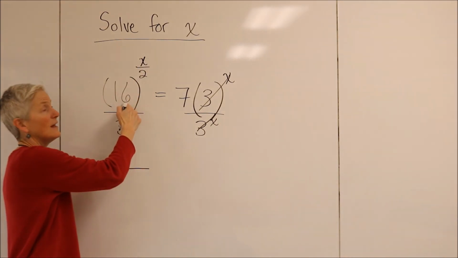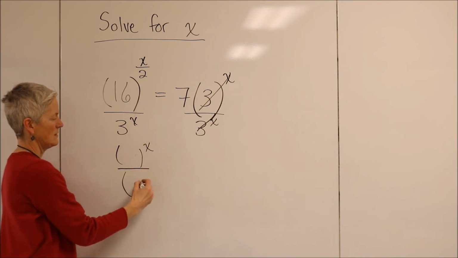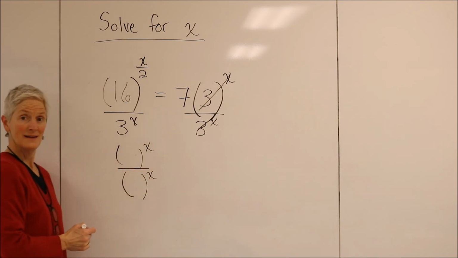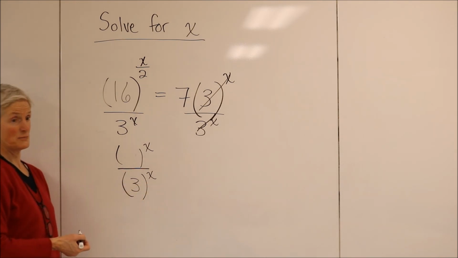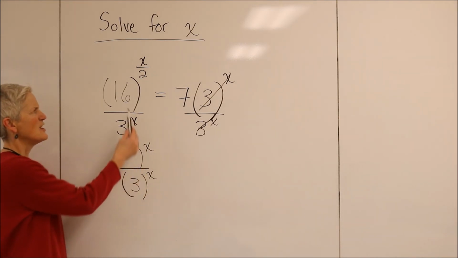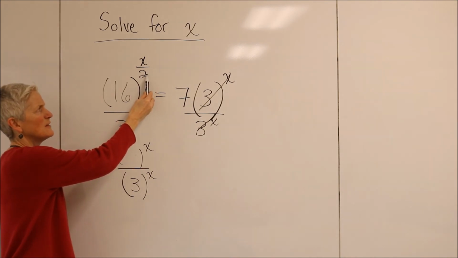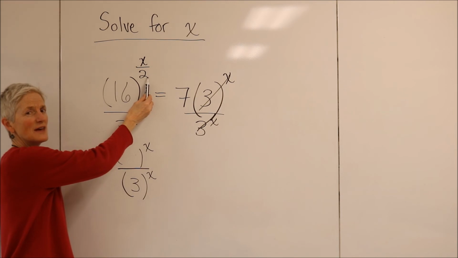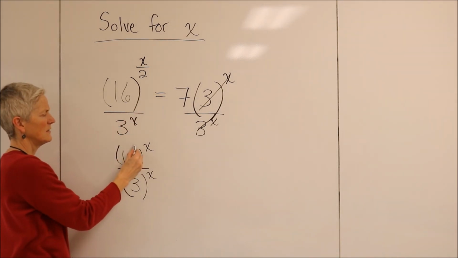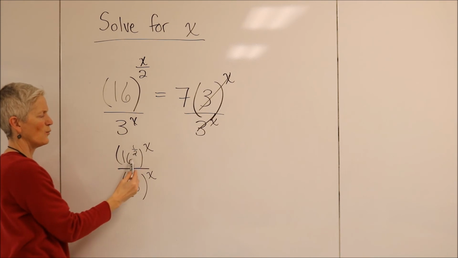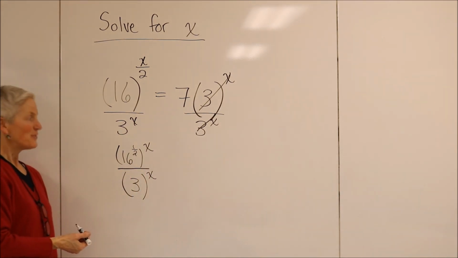So in other words, you're saying, could I rewrite this? Yes. So the bottom, I think that's clear. That's just 3 to the x. So x over 2 is the same as 1/2 times x, right? Right. So is it legal just to say that's 16 raised to the 1/2 raised to the x? I would say so. I think so.